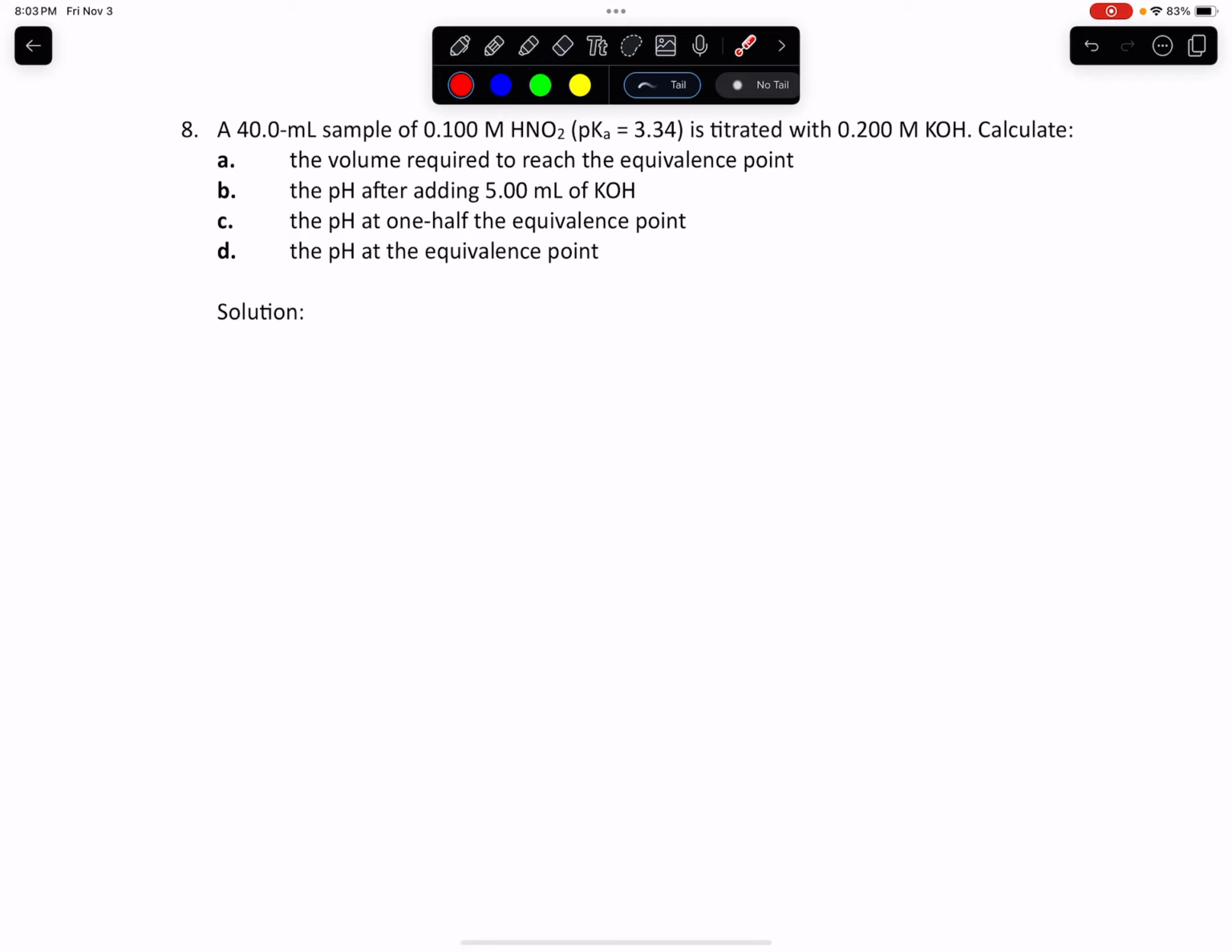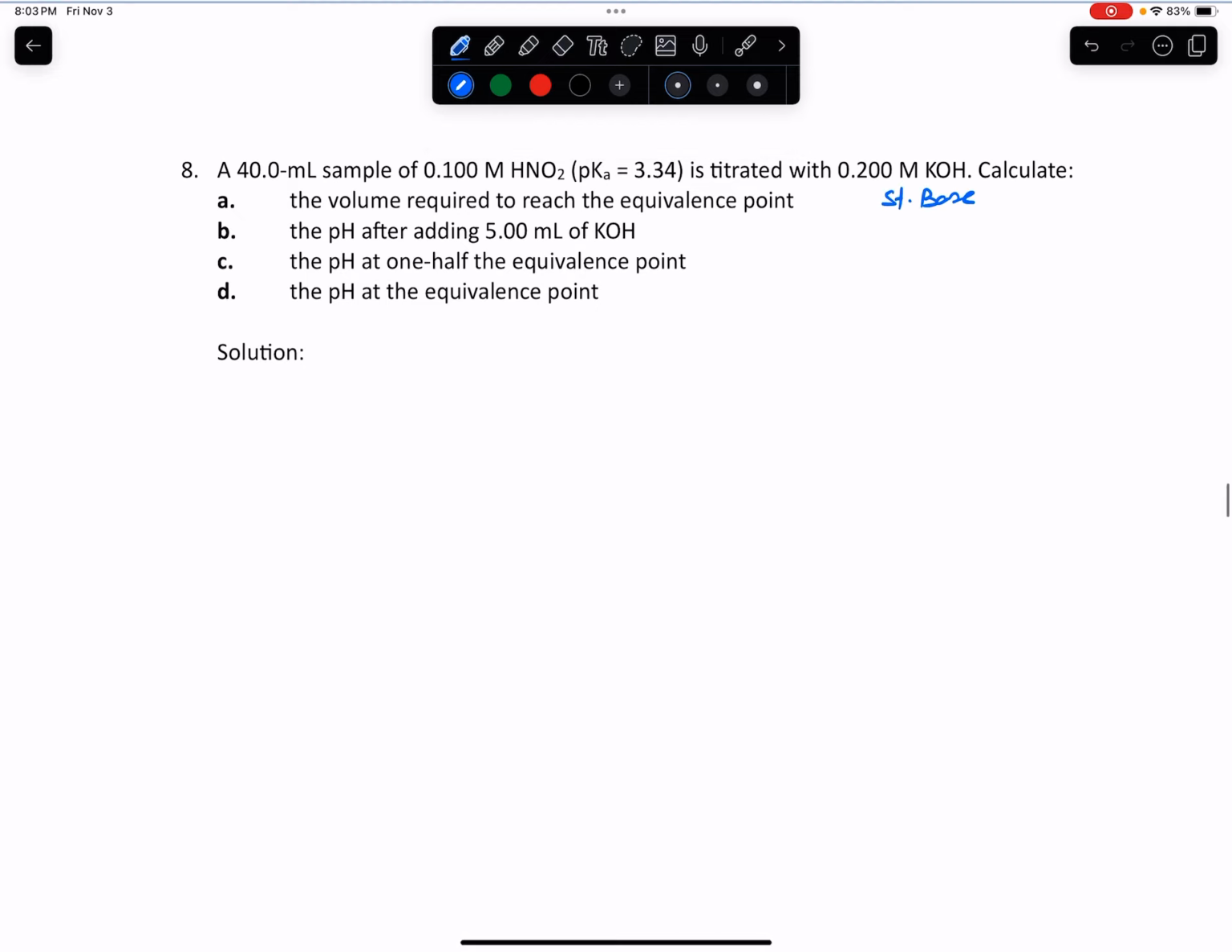In this problem we're going to take a look at a titration where we are given a 40 ml sample of 0.100 molar nitrous acid. That's a weak acid, and it's titrated with a 0.200 molar solution of KOH. That's a strong base. So let's write that down really quickly: strong base and weak acid.